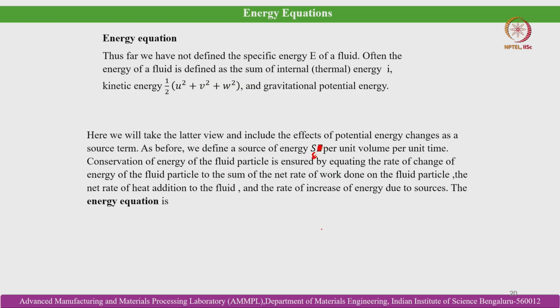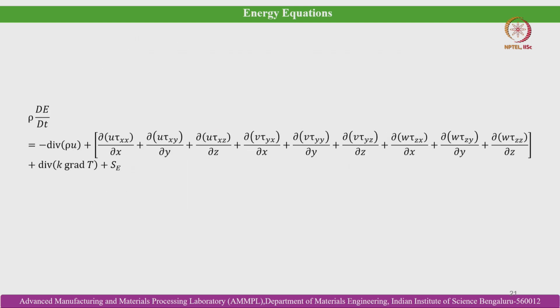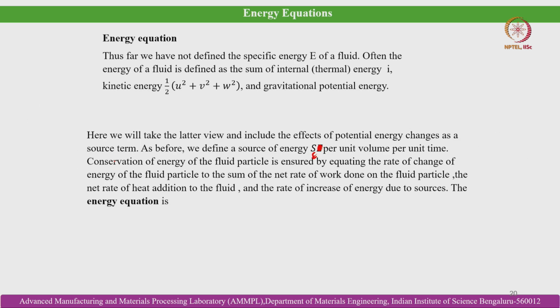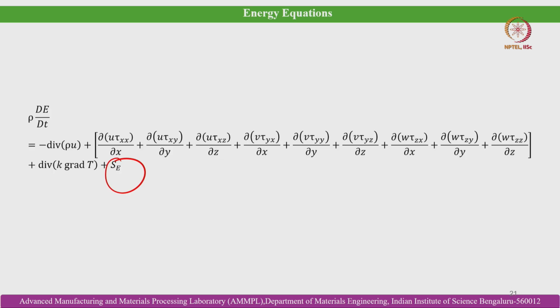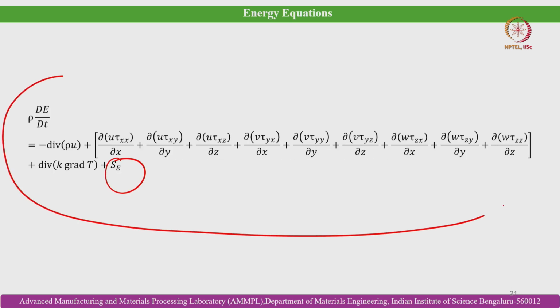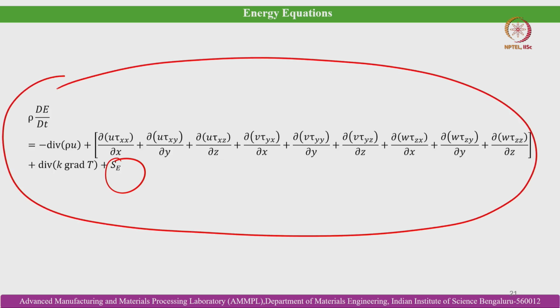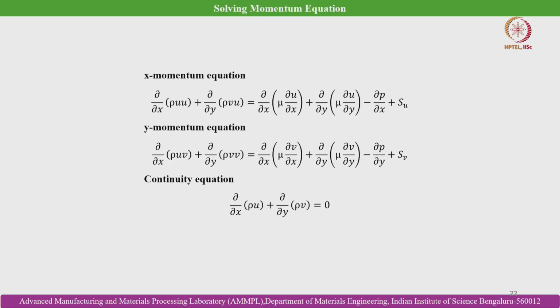So, now you just need to add it to the total rate of work done on the fluid element. Then we have to add divergence of k grad T, and the source term that we have discussed over here, the source of energy per unit volume per unit time. So, then the energy expression takes the following form. This is the energy expression, the conservation of energy. This can be written like this.